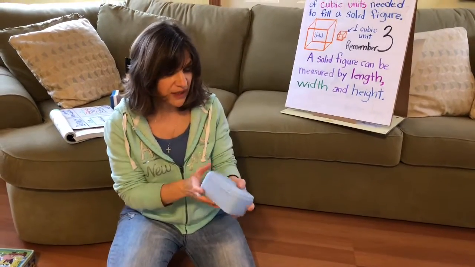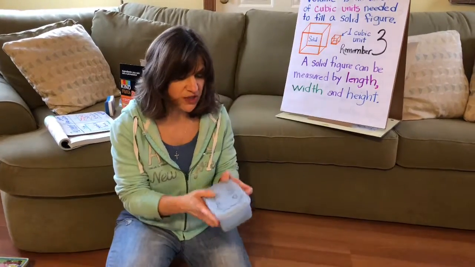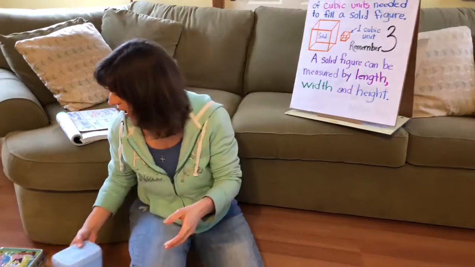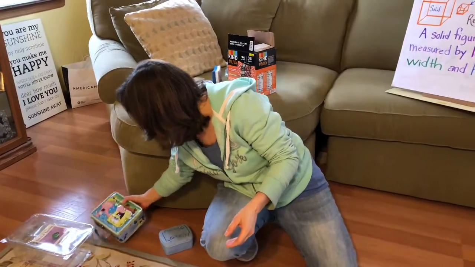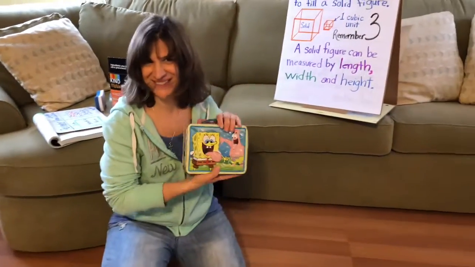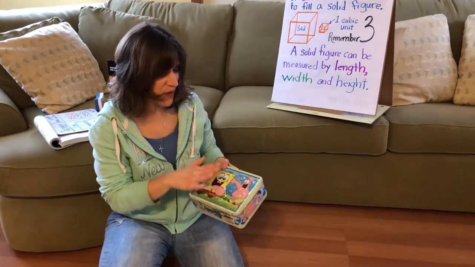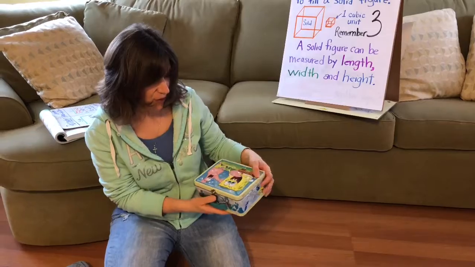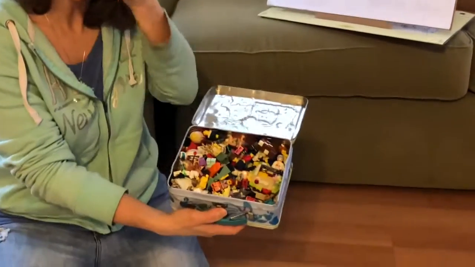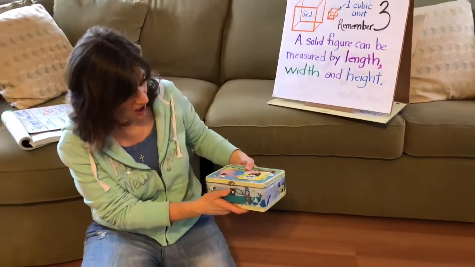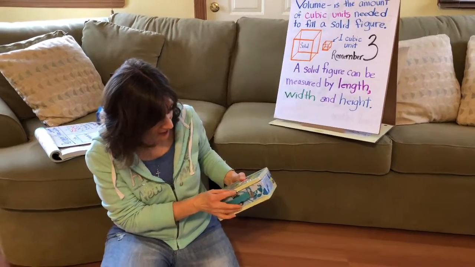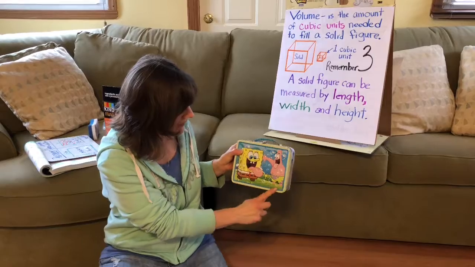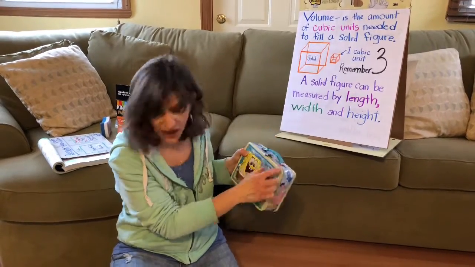So solid figures, if I want to know how much I can put in this solid figure, I need to know the volume. Here, perfect example of another rectangular prism, our friend SpongeBob and Patrick on this beautiful lunchbox. And if you open it up, actually there's no lunch in it, it's Lego figures. So we would have to find out how much space is inside this lunchbox. We would need to know the length, the width, and the height.